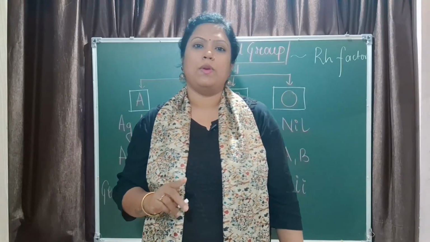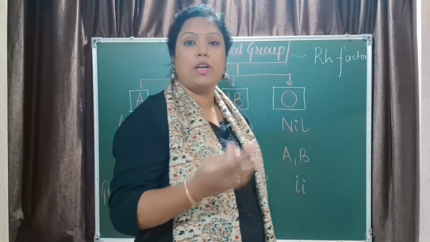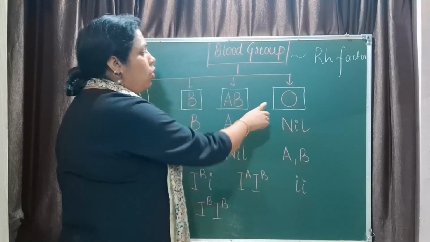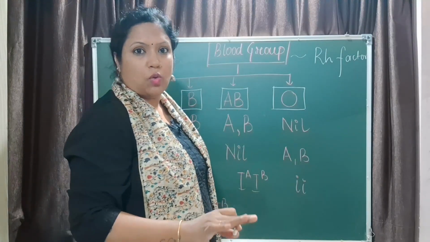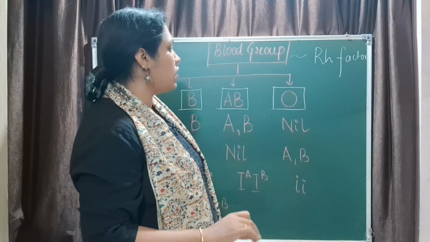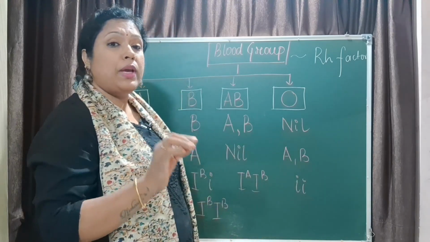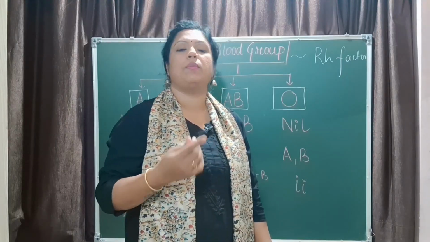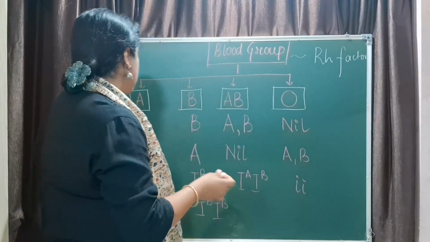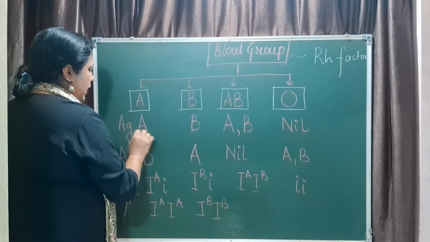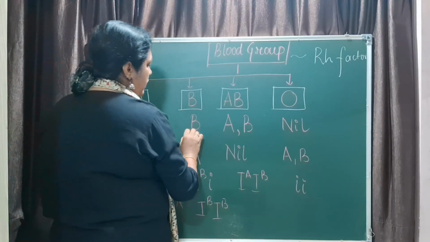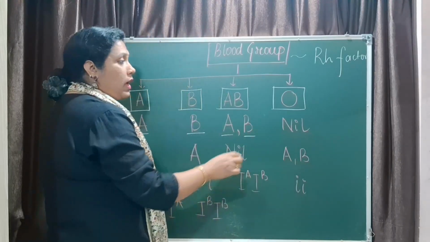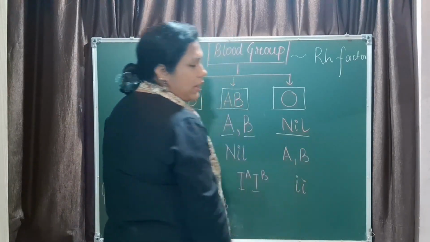We follow the ABO blood group system, in which we have four types of blood group: A, B, AB and O. O basically is 0, not the alphabet O, because it does not contain any antigen. So on the basis of which antigen the blood contains, the name of the blood group is given. For example, A blood group contains A antigen, B blood group contains B antigen, AB blood group contains A and B antigen, and O blood group contains no antigen.